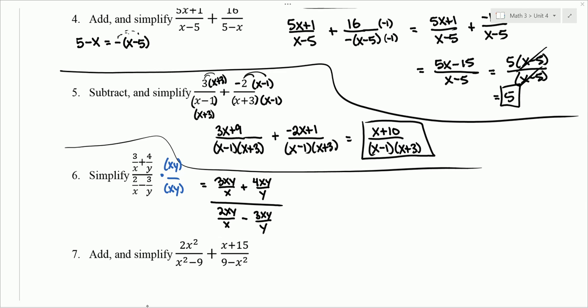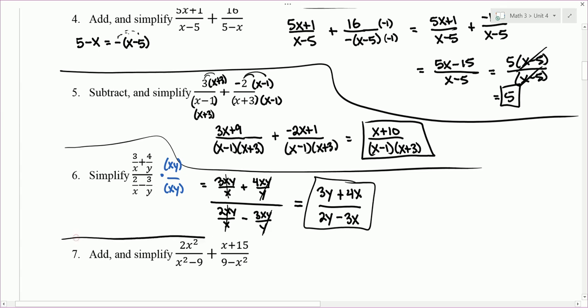Now all 4 fractions will reduce. So like 3xy over x, the x's cancel out and you have 3y. 4xy over y, the y's cancel out and you get 4x. 2xy over x, the x's cancel out, you get 2y. And 3xy over y, the y's cancel out and you get 3y. Sorry, 3x. There's nothing else that we can do. This is fully simplified. There is our answer.